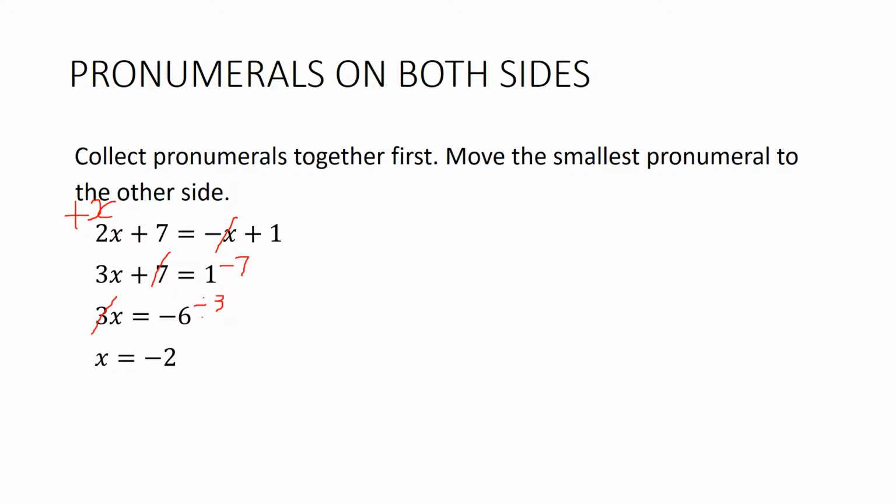Now remember that at any point, you can use your answer to see if you're right. You can substitute it back into the question to see whether you've got the correct answer or not. Let's do that. Put the minus 2 back in here. 2 times minus 2 is minus 4, plus 7 is 3. And on the other side, put the minus 2 in here. Minus 2 is positive 2, plus 1 is 3. 3 equals 3. It's the correct solution.